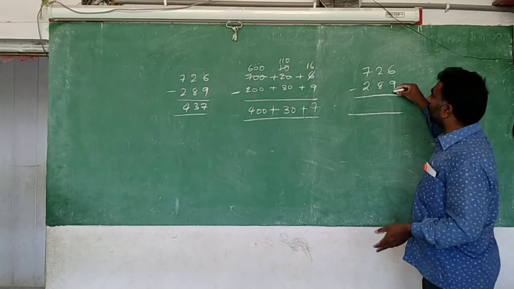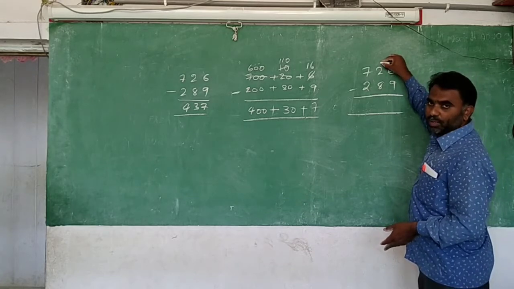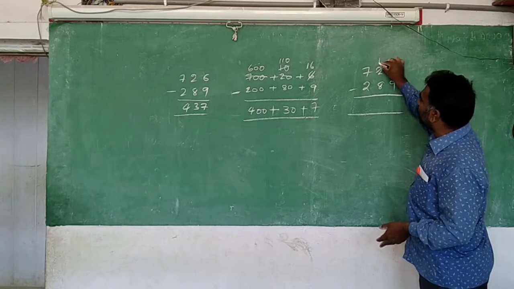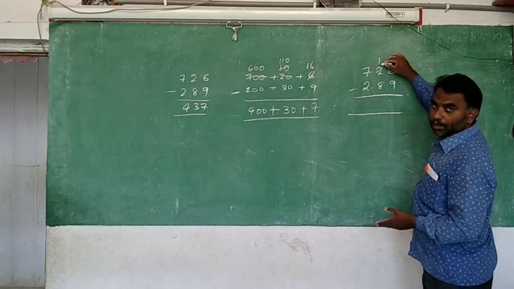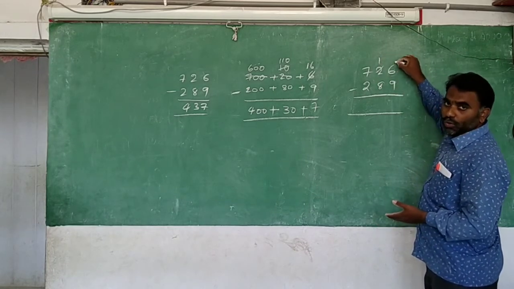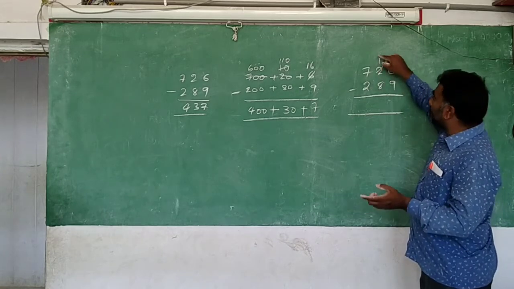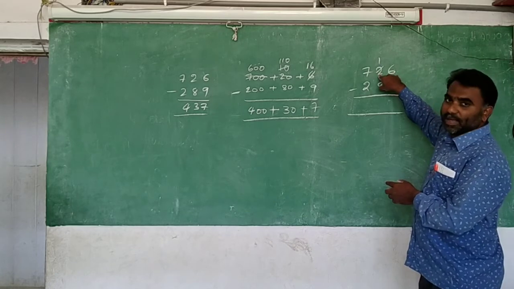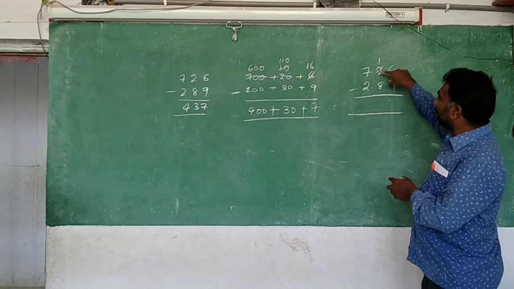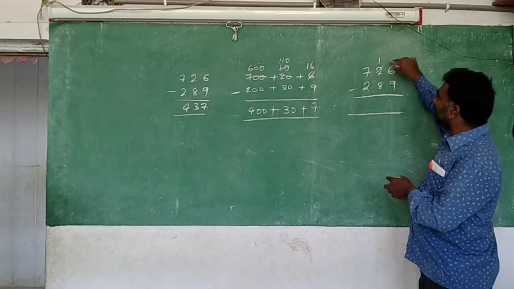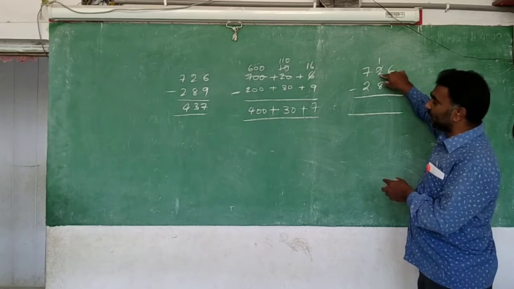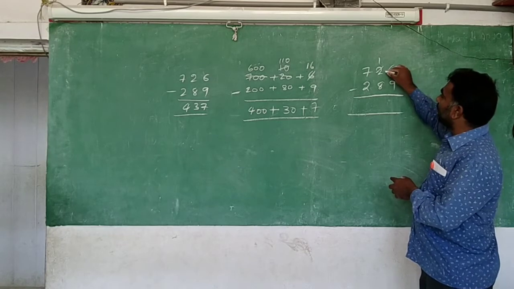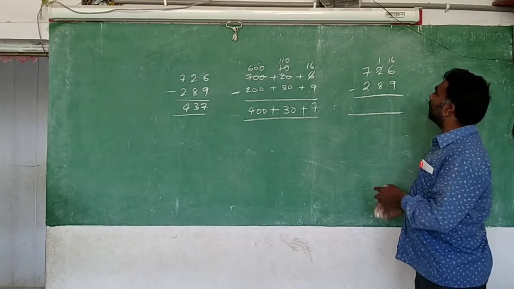We are taking borrow from the before place. So when you take borrow, what will happen? This is becoming 1. We are giving 1, but it is becoming 10 here, because it is 1's place and that is 10's place. 2 10's are there. We are giving 1 10 here. So what does it become? 10 and 6 will become 16.